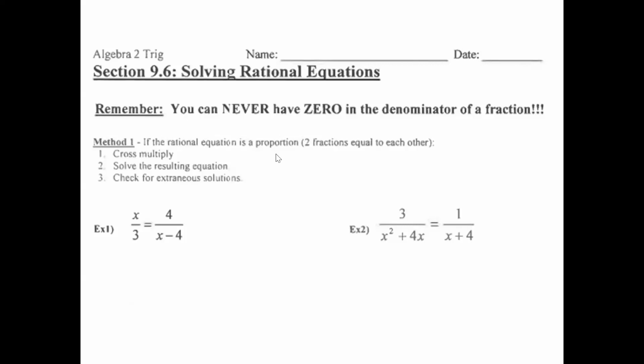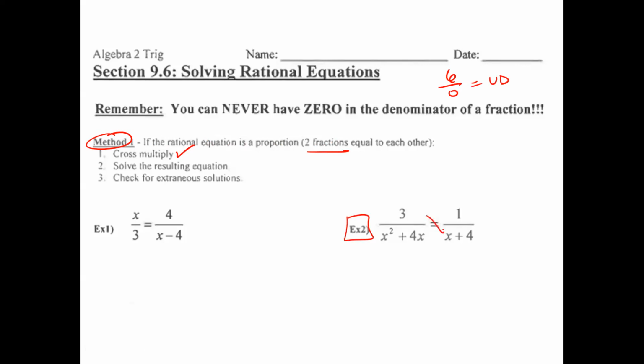So remember, you can never have zeros in the denominators of a fraction. Why? Because if you put 6 over 0, it's just undefined. So the first method that we're going to go over is if the rational has a proportion, meaning that there are 2 fractions. Step 1, cross multiply. So I'm going to do example number 2, and I'm going to have you guys do example number 1.